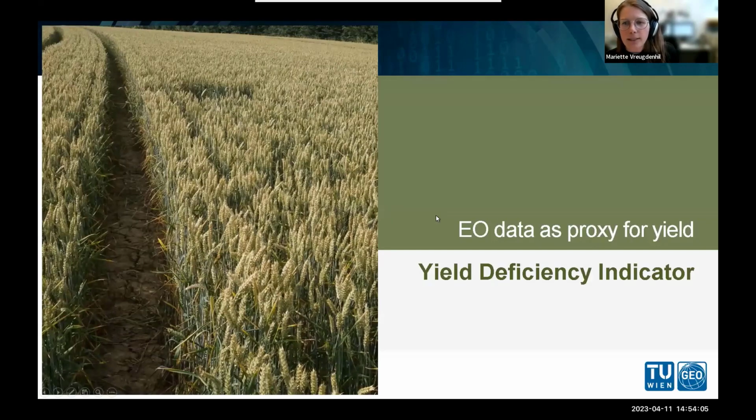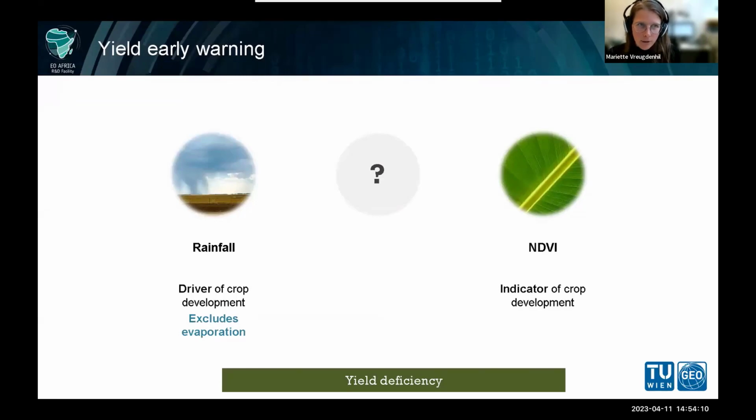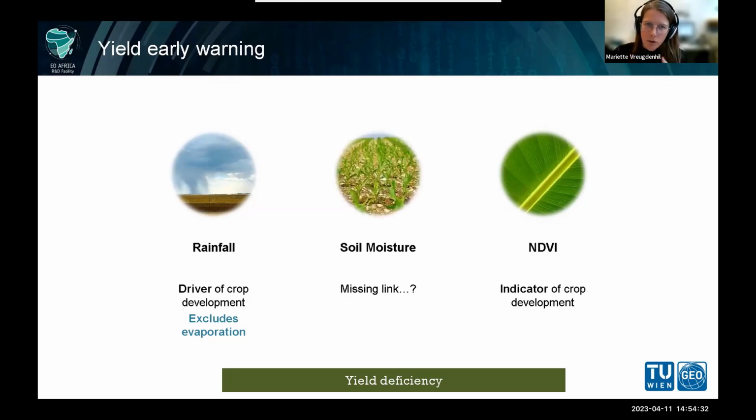We can also use the data for yield deficiency calculation, and this is an example here. So usually yield early warning is based on rainfall and NDVI data because rainfall is a driver of crop development, but the downside, of course, is that it excludes information on evaporation. And NDVI is an indicator of crop development. So the one is actually the driver and the other is the indicator. And so the idea is that soil moisture here is the missing link because it really links the plant available water to the plant. And so it's a more direct indicator of drought conditions than rainfall, for example, is.